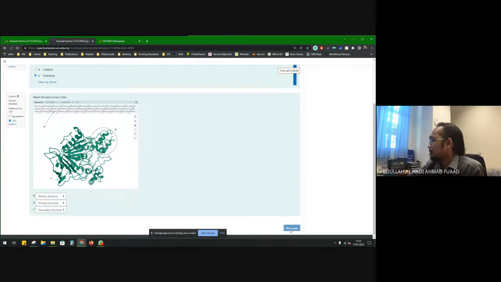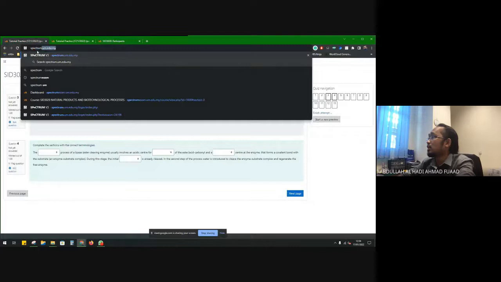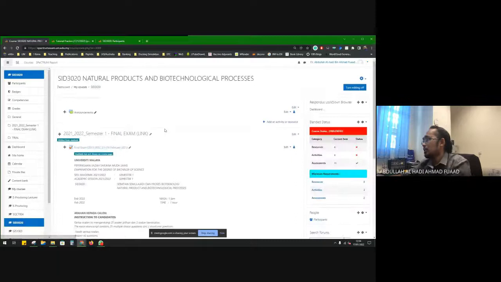Right, match the items. We have lysine, leucine, and glutamine. It seems like you need to memorize this, right? But in reality, you don't have to. What you will see is something like this. I'll just show you the outer page. So this will be your final exam starting page.